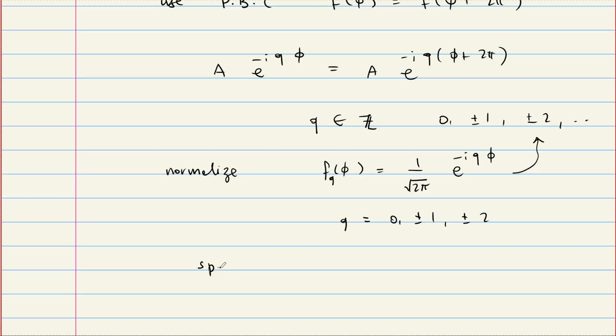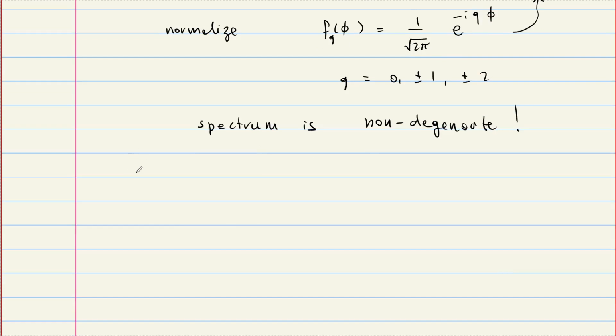Therefore here the spectrum is non-degenerate. So as an exercise, you can consider Q equal to d squared d phi squared, exactly the same manifold, the same space, the same boundary conditions, and find the spectrum and see if it's degenerate or not.